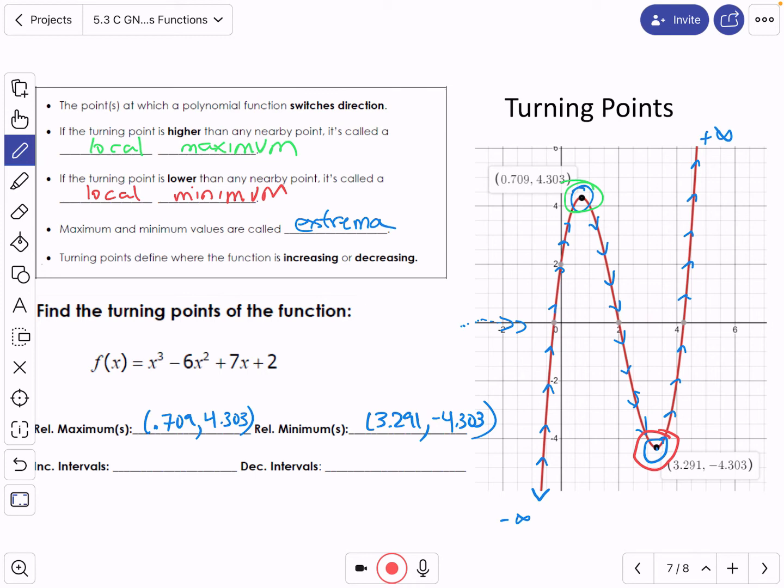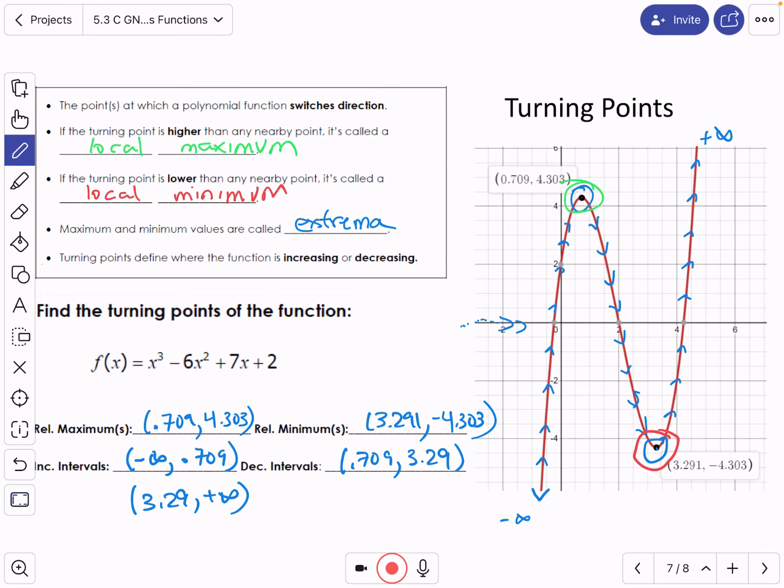So then what we say are the intervals where it's increasing. Well, we lay these out by starting back at minus infinity. So if we look at this function starting at minus infinity, it increases all the way up until you put in an input value of 0.709. And then from 0.709 all the way until the next value of 3.29, it's decreasing. And then from an x value of 3.29 all the way to plus infinity, it's increasing again.